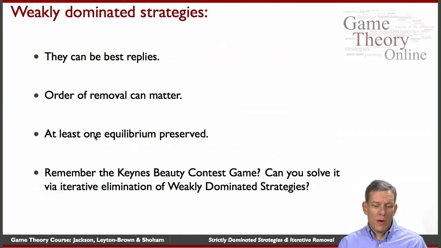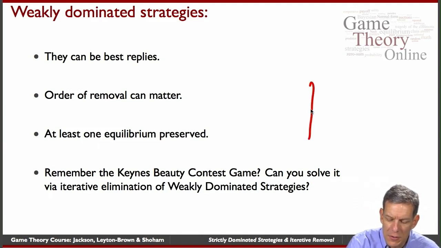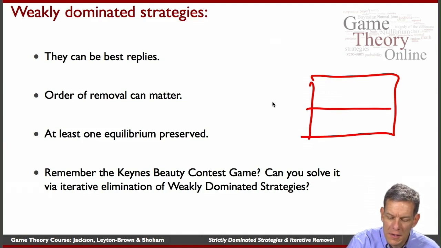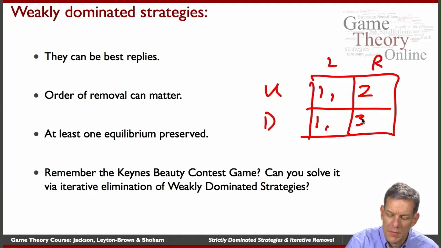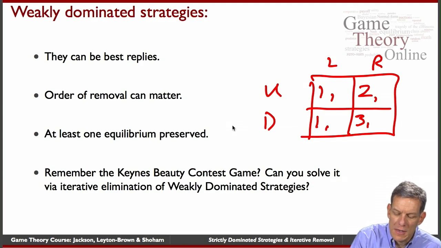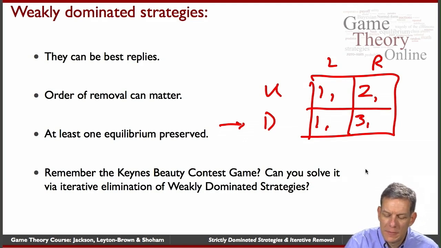But one thing that's true about weakly dominated strategies is that sometimes they could be best replies, right? So a strategy could be weakly dominated and still turn out to be a best reply. How could that happen? Let's suppose, for instance, we look at a very simple game where the row player can go up or down. If they go up, they get a payoff of 1 against left and right of the column player. Here they get 2, here they get 3. So this would be a situation where down weakly dominates up, right? You always get at least as high a payoff and sometimes strictly higher.